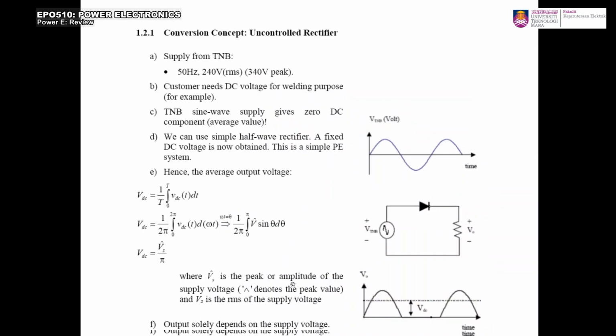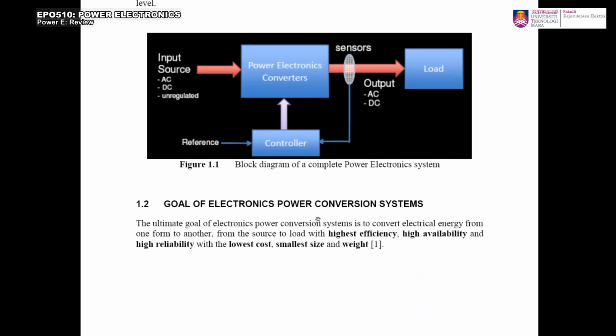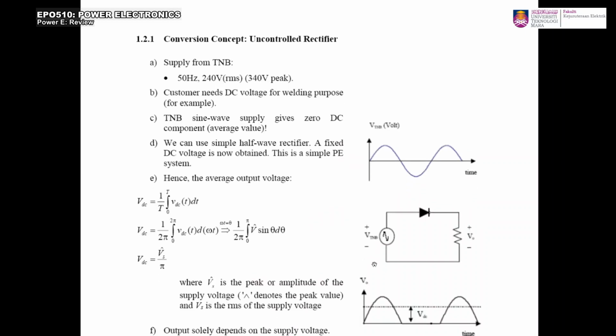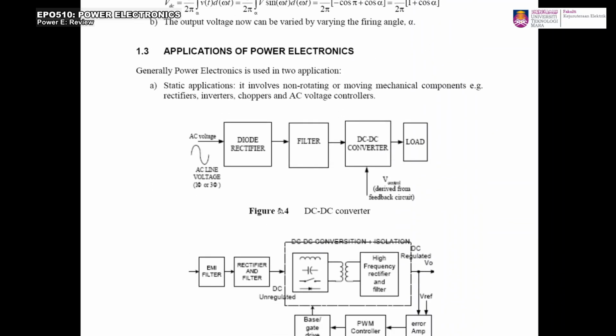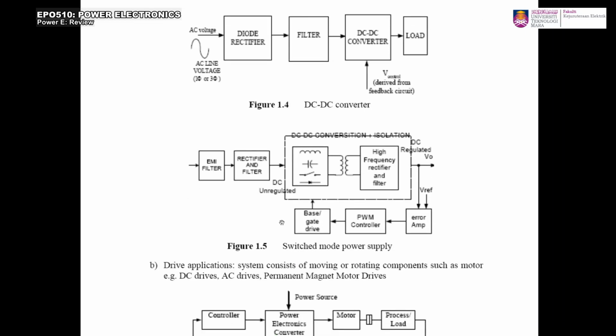Okay, and then the goal of electronic converters, I always emphasize the goal of electronic power conversion, whereby while doing this conversion, we need to make sure that it is the highest efficiency, high availability, high reliability, lowest cost, small size, and weight. Okay, and then we have this conversion concept. Hope I don't have to go through this again, right?